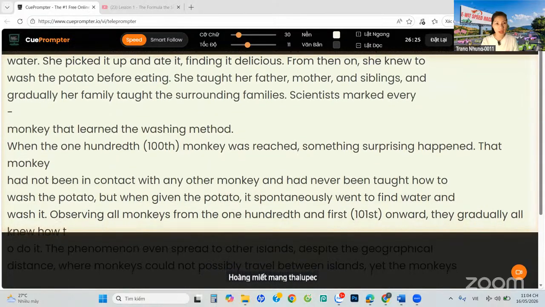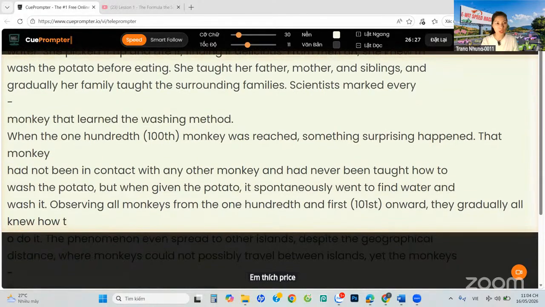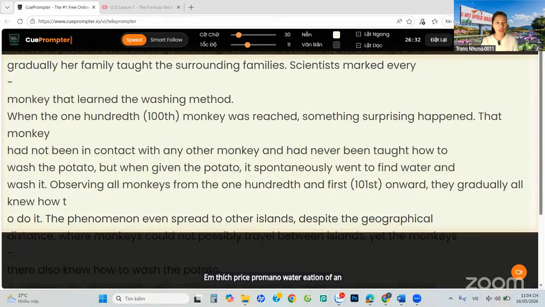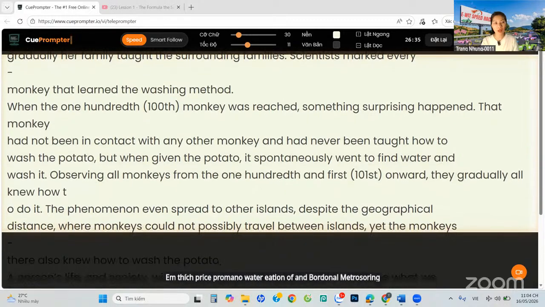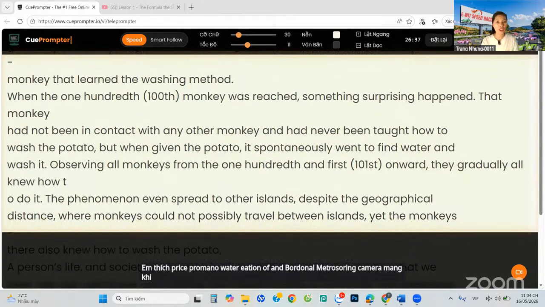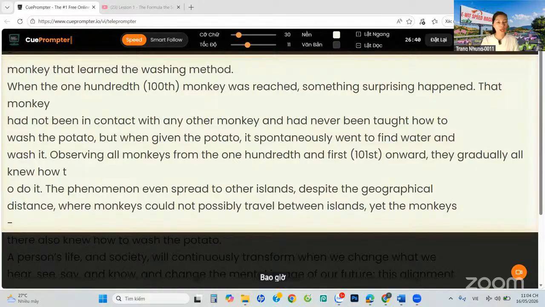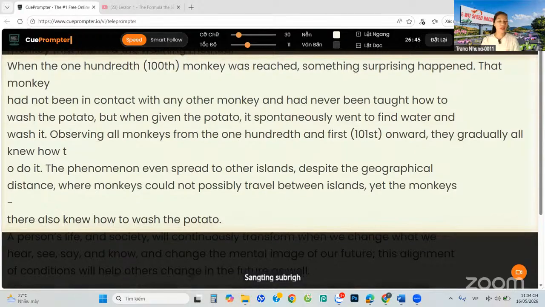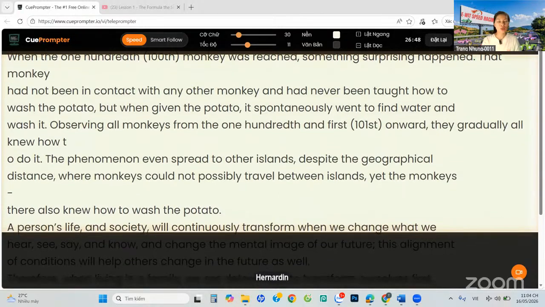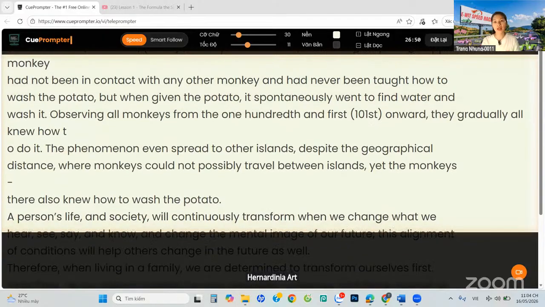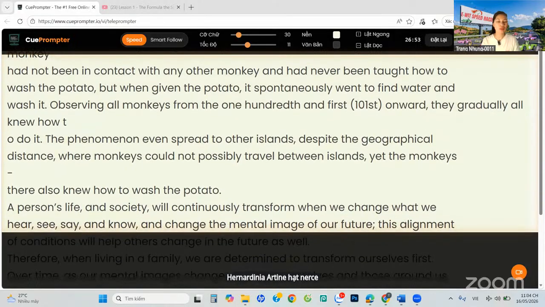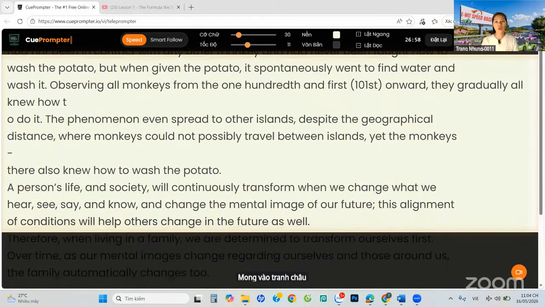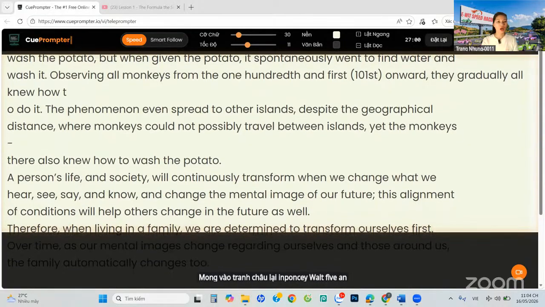She picked it up and washed it, and gradually it spread from her to her father, then to the surrounding family. Every monkey learned the washing method. When the 100th monkey was reached, something surprising happened. A monkey that had not been in contact with any other monkey and had never been taught how to wash a potato, when given the potato, went to find water and wash it.